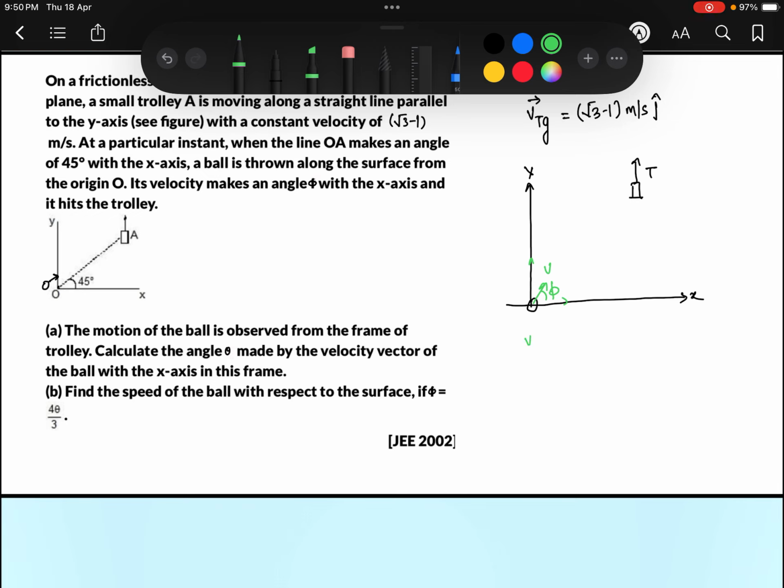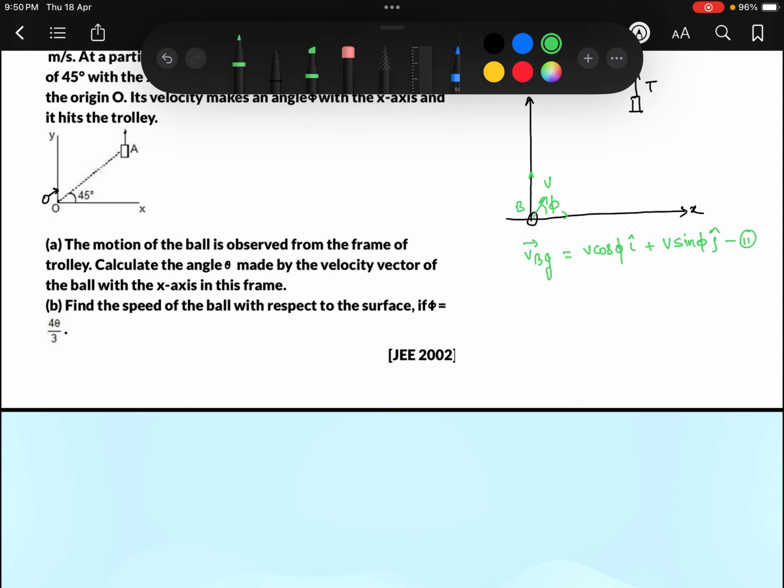We can write the velocity of this ball with respect to ground as v cos phi i cap plus v sin phi j cap. So here we got two equations: one is the velocity of this trolley with respect to ground, and one is the velocity of this ball with respect to ground. So what is the question asked?